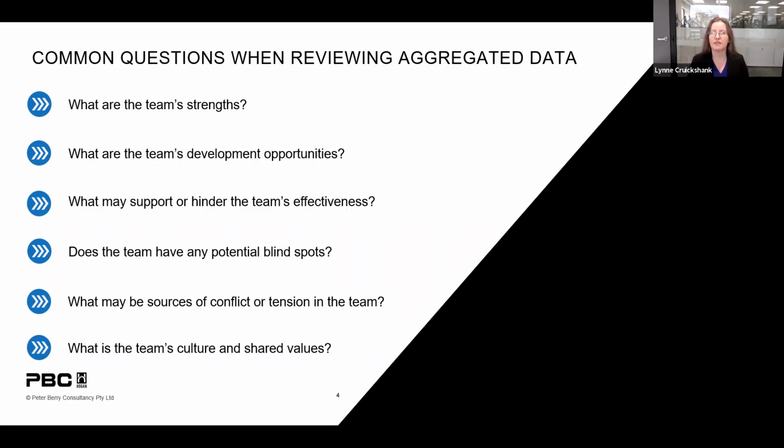As I said, part of looking at the aggregated data is really around enhancing that self-awareness within the team. So an interesting question that we can look at is, does the team perhaps have any potential blind spots, which is where they may lack awareness of a particular development opportunity. For example, the team may have a particular derailing behaviour that they tend to engage in when they are under that stress and pressure.